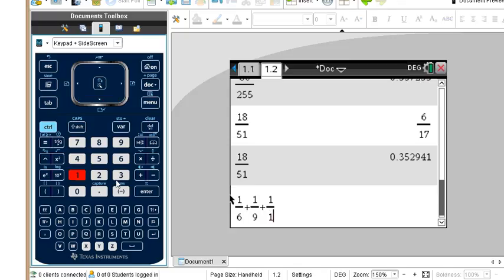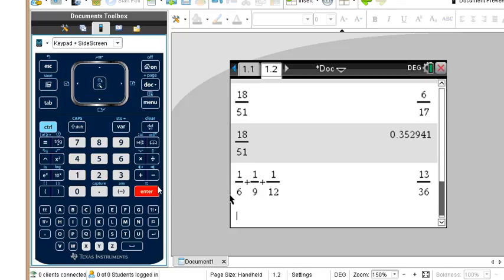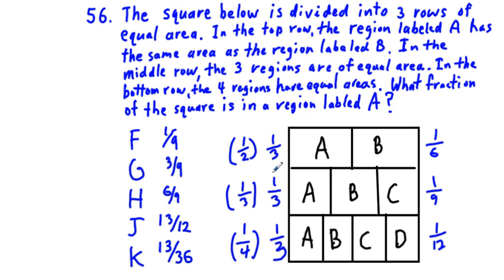1/12, and we add these together, we get 13/16. So that is our answer choice K.